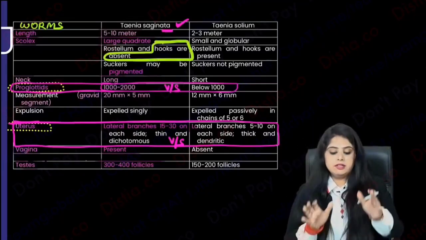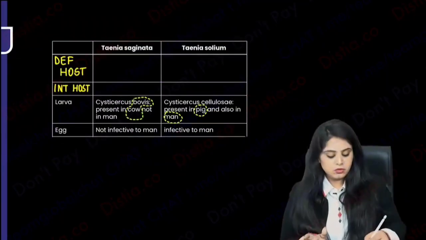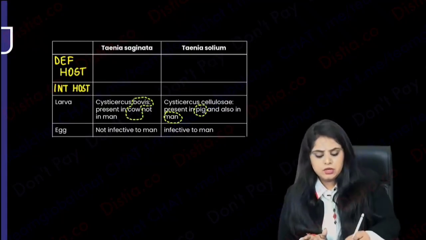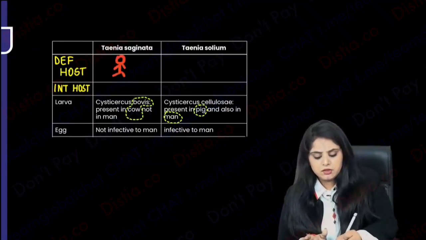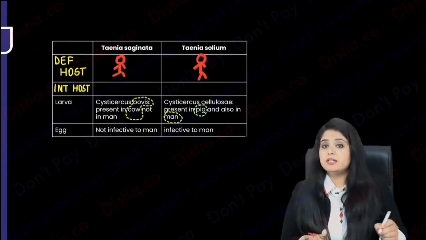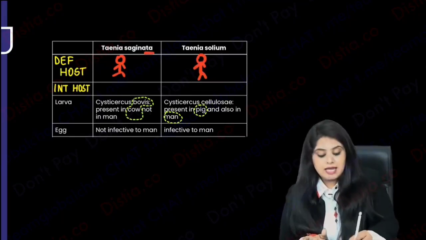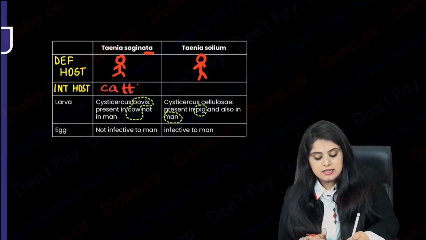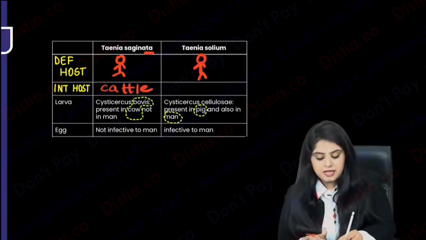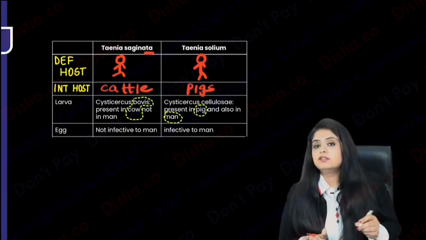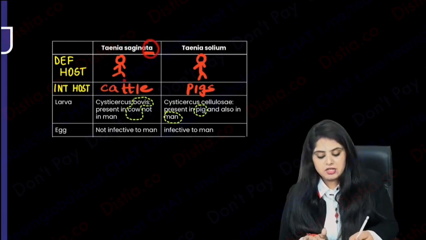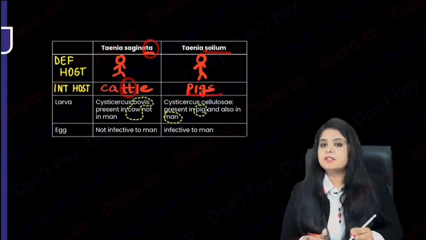Now let's come to the real deal. This was the table. Now let's come down to host. The definitive host of everything is going to be humans, but the intermediate host is different. Taenia saginata has cattle, so cattle is going to be for saginata and pigs are going to be for solium.